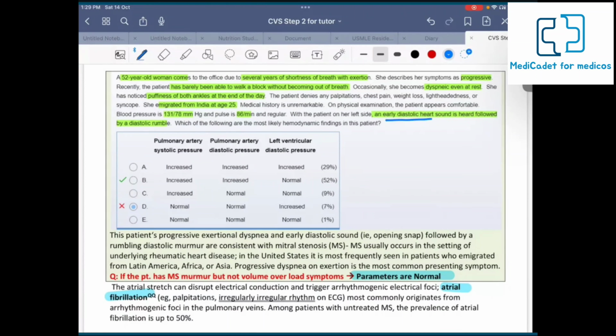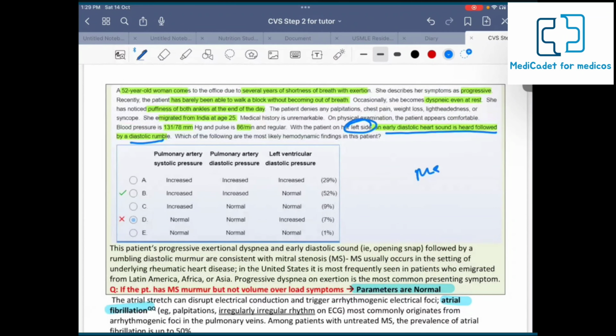So here there is an early diastolic heart sound, which is best heard with a diastolic rumble. Diastolic heart sound with a diastolic murmur on the left side of the heart. It is mostly going to be, hello.